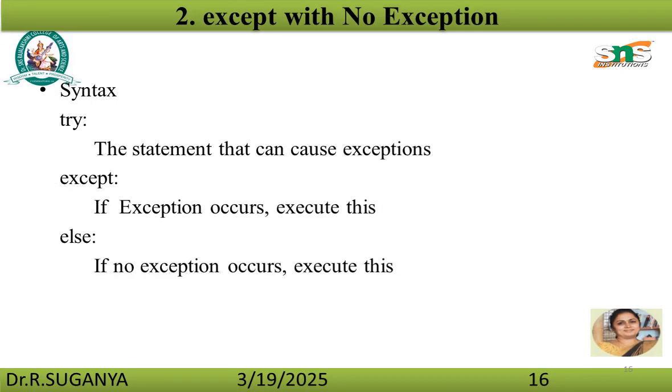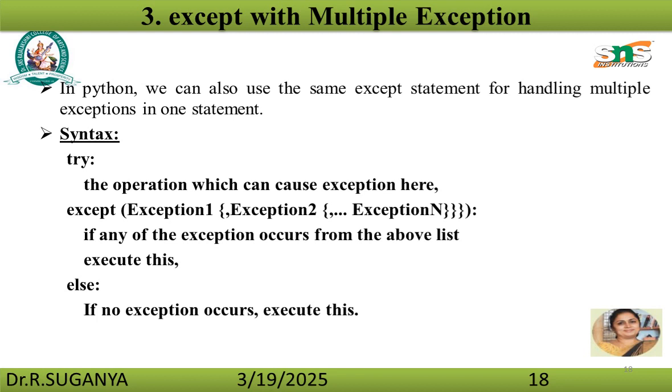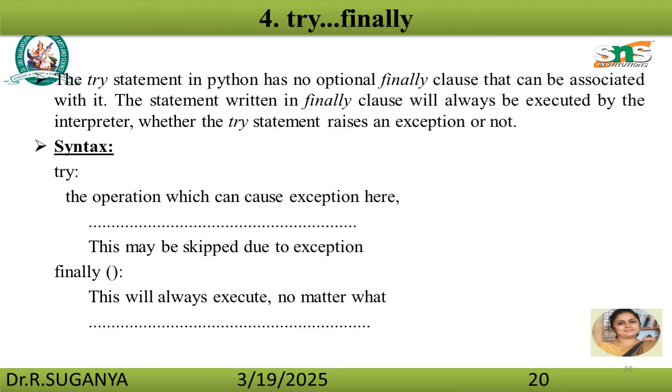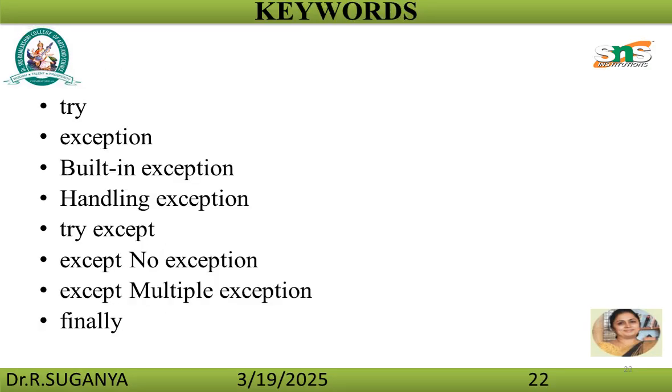Here try: the statement can cause an exception; except: if an exception occurs, execute this; else, we have to execute another statement. Except with no exceptions. And then except with multiple exceptions. So try the operation which can cause an exception here, except and else. Except with multiple exceptions, and try finally: try the operation which can cause an exception here, finally this will always execute. Here we have the example.